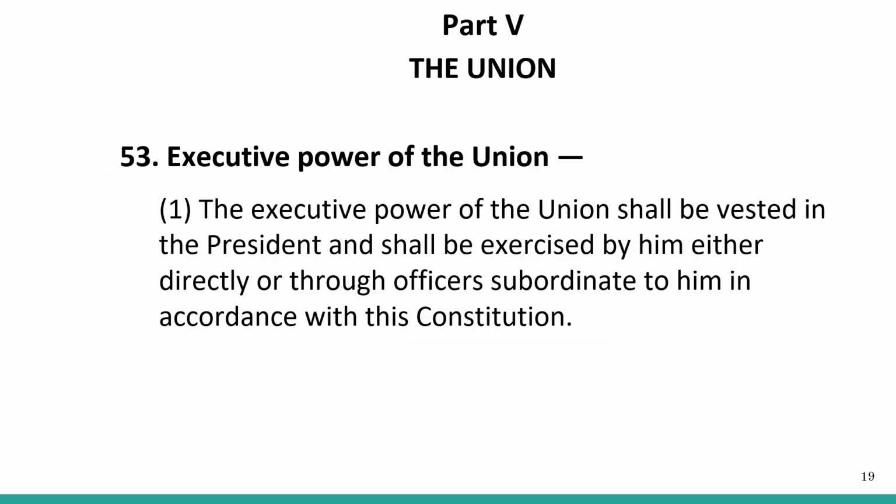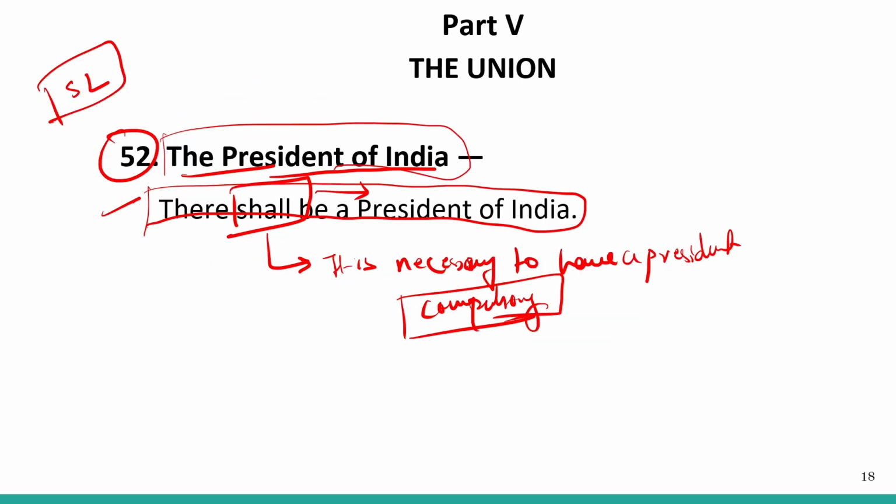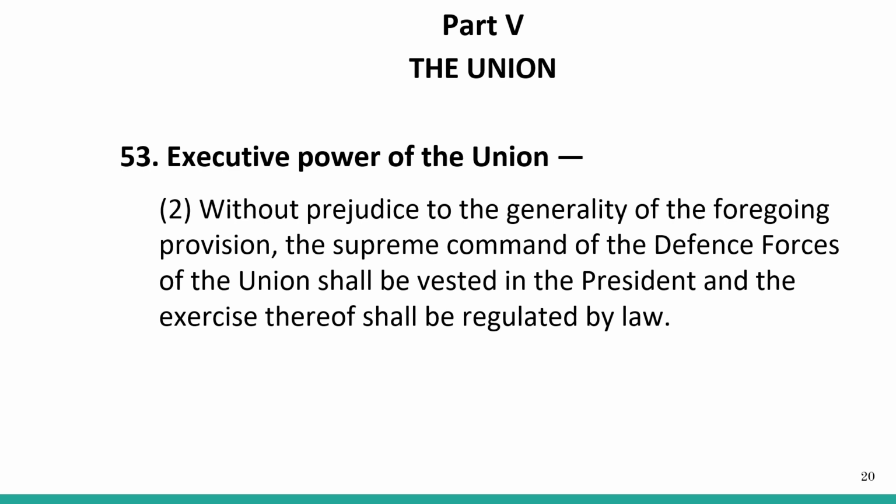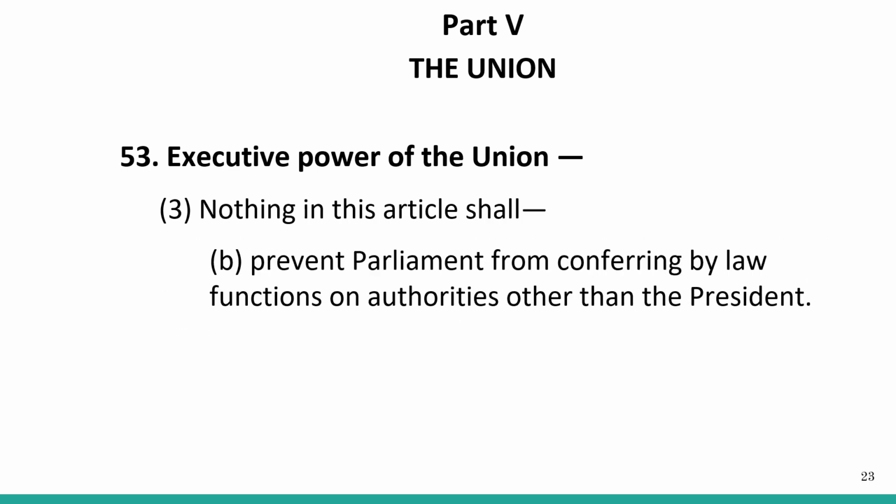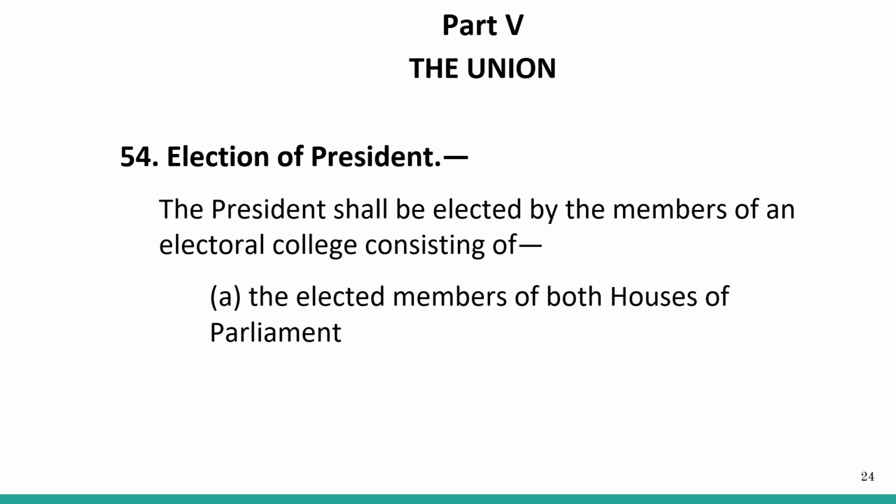Okay. Now, let's try to understand how this is relevant to the executive powers of the Union. That is something that we're going to discuss. First, let's understand how the election of the president will take place, because under Article 52 we have studied that there shall be a president of India. Okay. Now we know that there will be a president of India. But how will he be elected?